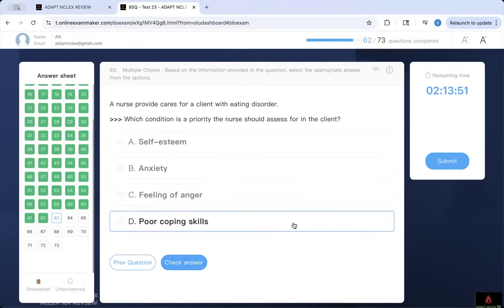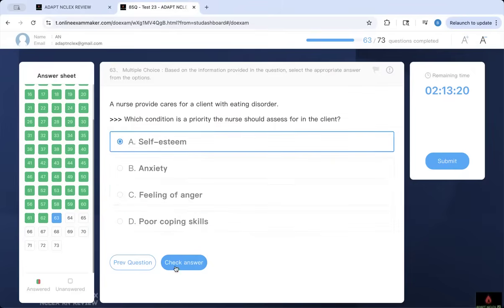And let's provide care for a client with what? Eating disorder. Which condition is a priority the nurse should assess for in the client? Self-esteem, anxiety, feeling of anger, and poor coping skills. Eating disorder, anorexia or bulimia. Why did they do that? That's all it's asking. That's what the question is asking. It's not because they have poor coping skills, not because they're feeling angry or anxious. It's because of a self-esteem issue.